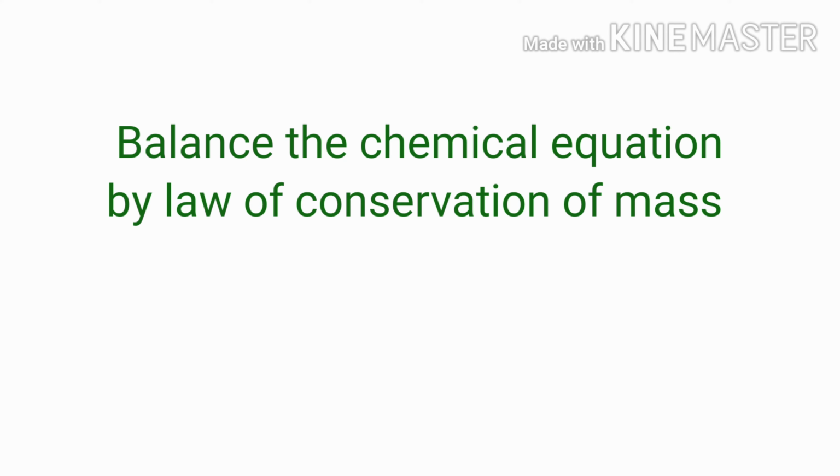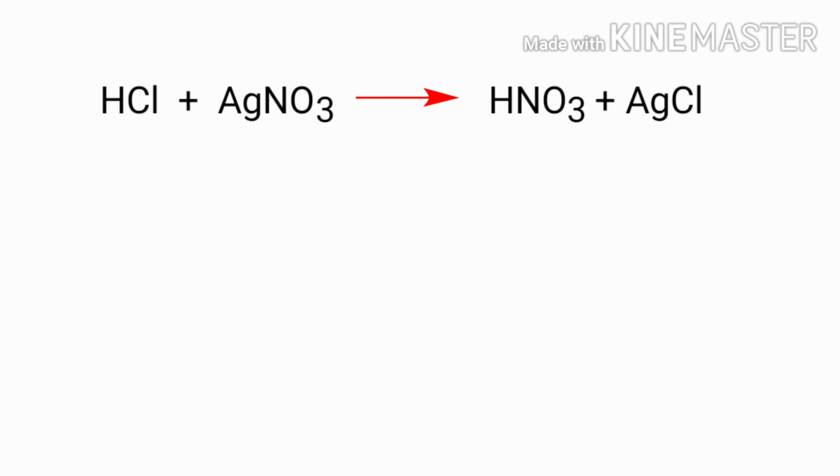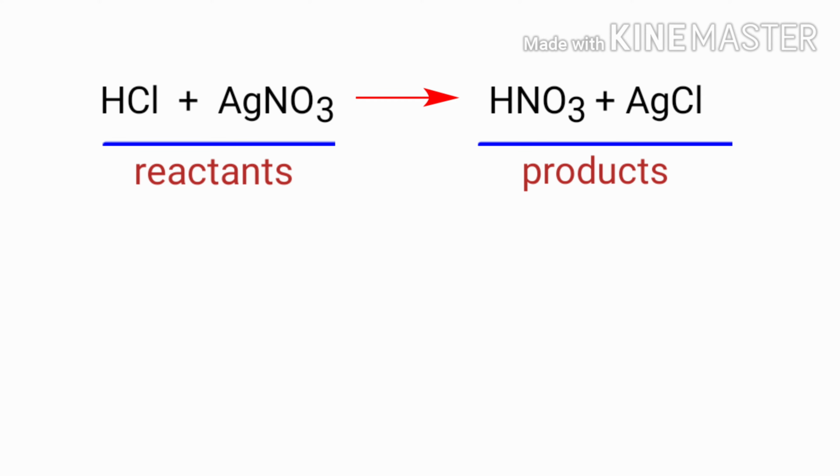Balance the chemical equation by law of conservation of mass. Hydrochloric acid plus silver nitrate gives us nitric acid plus silver chloride. In this equation, the reactants are hydrochloric acid and silver nitrate, and the products are nitric acid and silver chloride.